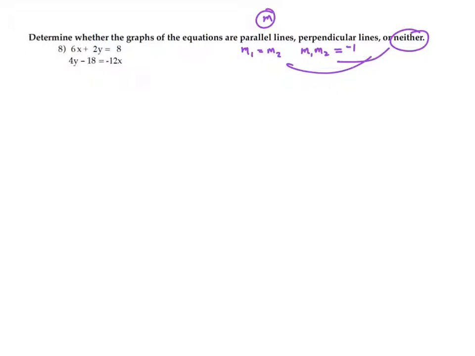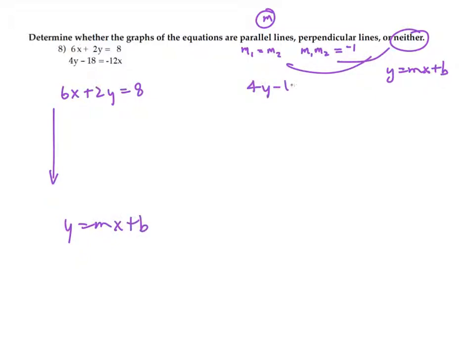The key to do that is to write the equations in this form, and hopefully you've gotten good at that. So this first question, the first line, 6x plus 2y equals 8. I'm going to convert that into y equals mx plus b. And then I'm going to take 4y minus 18 equals negative 12x, and convert that to the same thing. And once I get there, I need to compare whatever's in front.